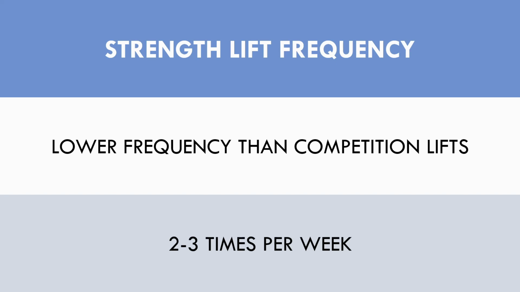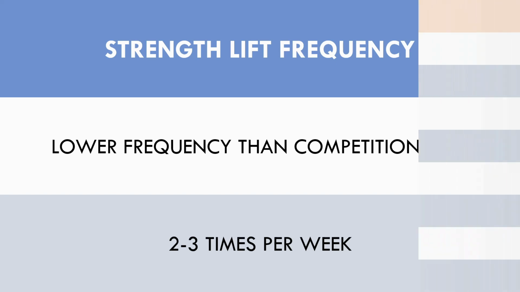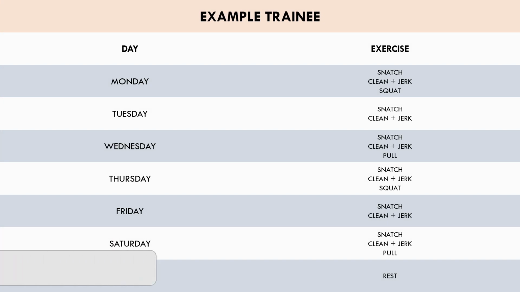For this example, let's say squats will be performed twice per week, with one session using the back squat and one session using the front squat. Pulling will also be performed twice per week, with one session using the snatch pull and one session using the clean pull. We can see here that squats will be performed on Monday and Thursday, while pulls will be performed on Wednesday and Saturday. And lastly, we need to establish the accessory lifting frequency.